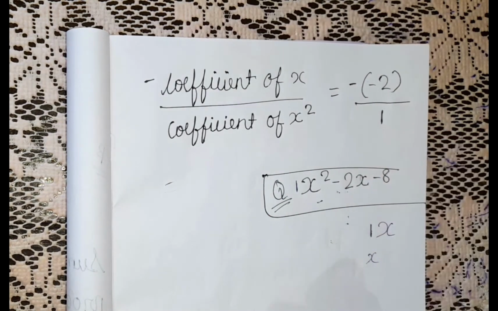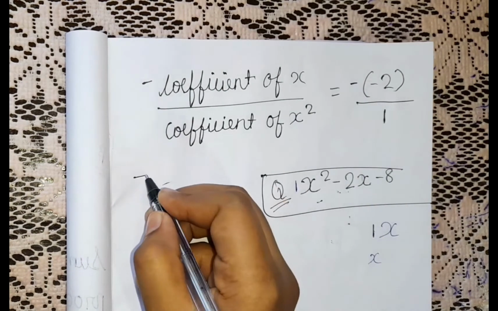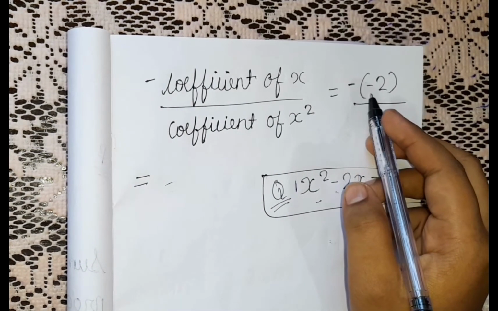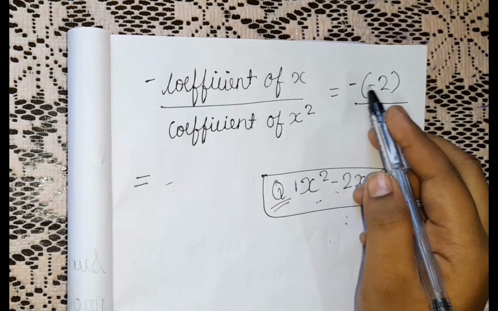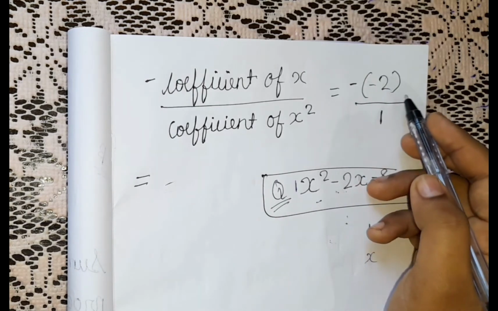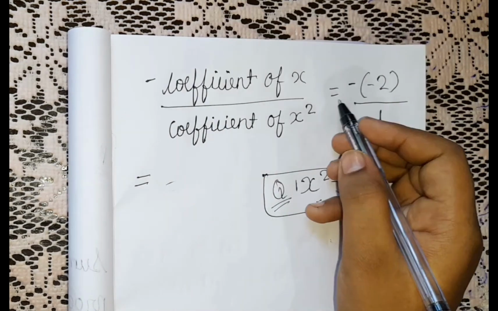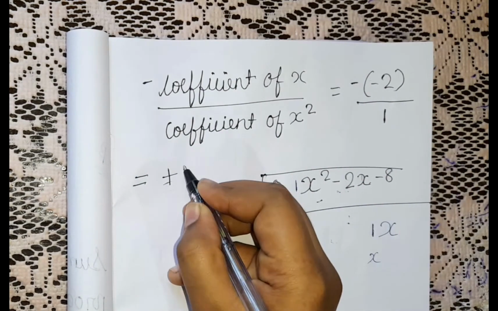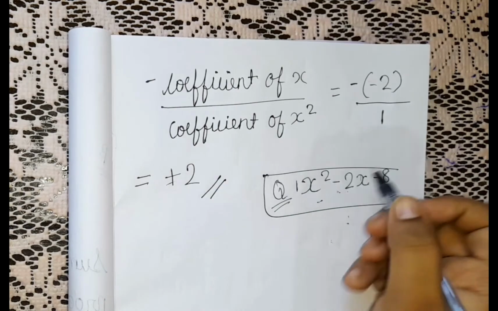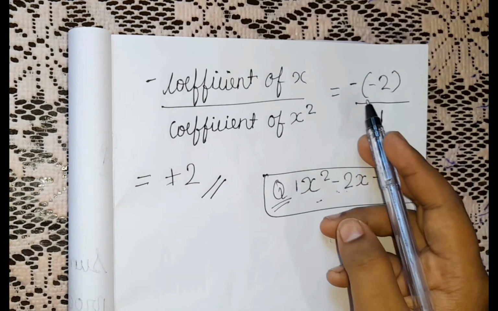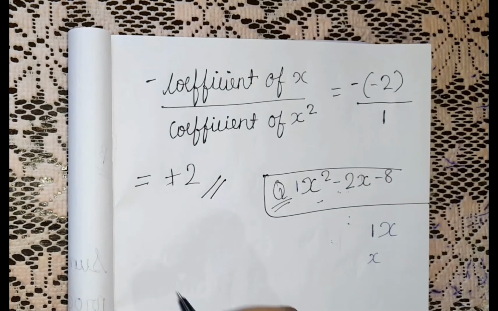Now minus into minus is plus. Why? Because it is in the multiplication form. Bracket means multiplication. Minus into minus is plus. So plus 2, that's all. No need to write the 1. So it is plus 2. I wrote plus 2.